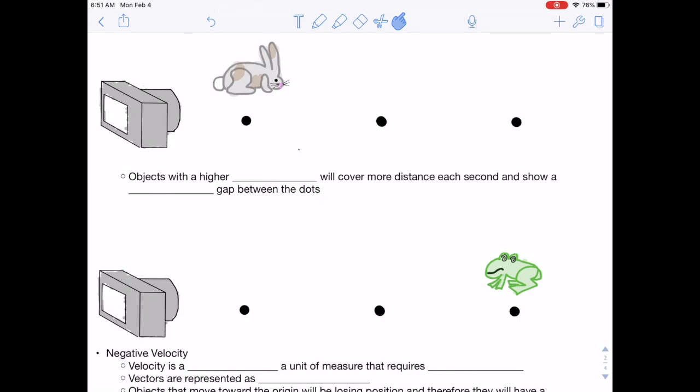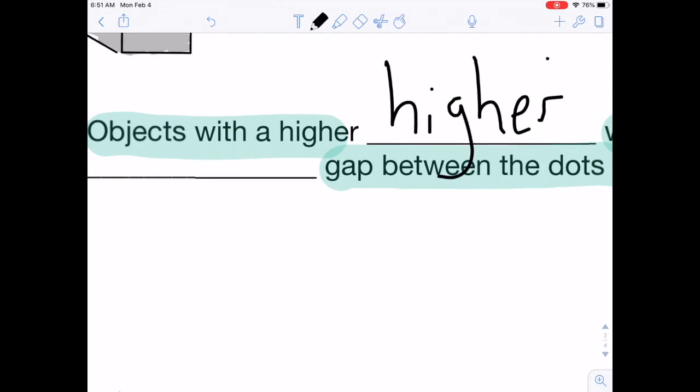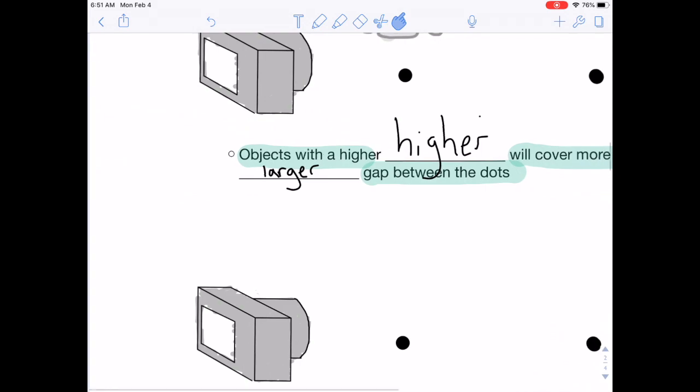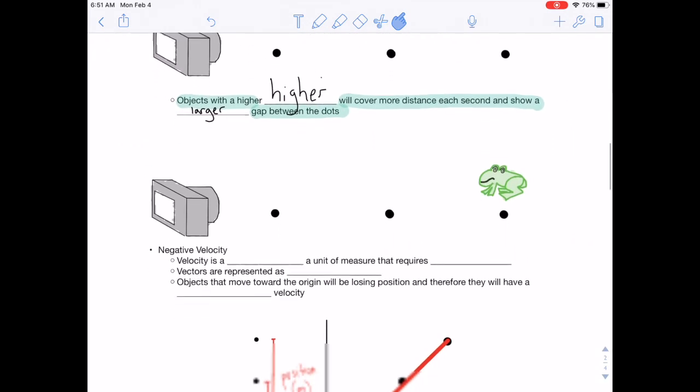Objects with a higher velocity will cover more distance each second and show a larger gap between the dots, according to our model up there, our diagram.